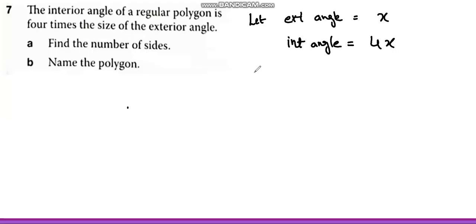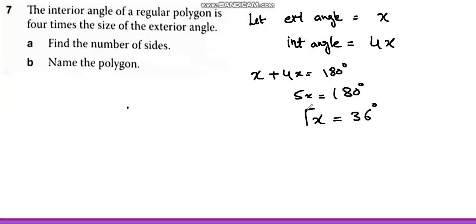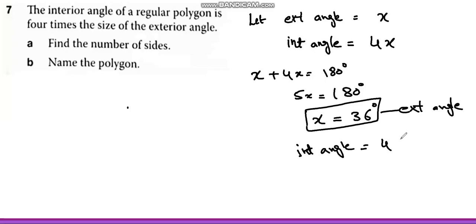So we can write the sum of x and 4x equals 180 degrees. If we solve it, we get 5x equals 180 degrees. And if we divide both sides by 5, we get 36 degrees. It means the size of the exterior angle is 36 degrees, and the size of the interior angle is 4 times x, and we know that x is 36, so 4 times 36 is 144 degrees. So now we have to find the number of sides of the polygon where the size of each interior angle is 144 degrees and the size of each exterior angle is 36 degrees.